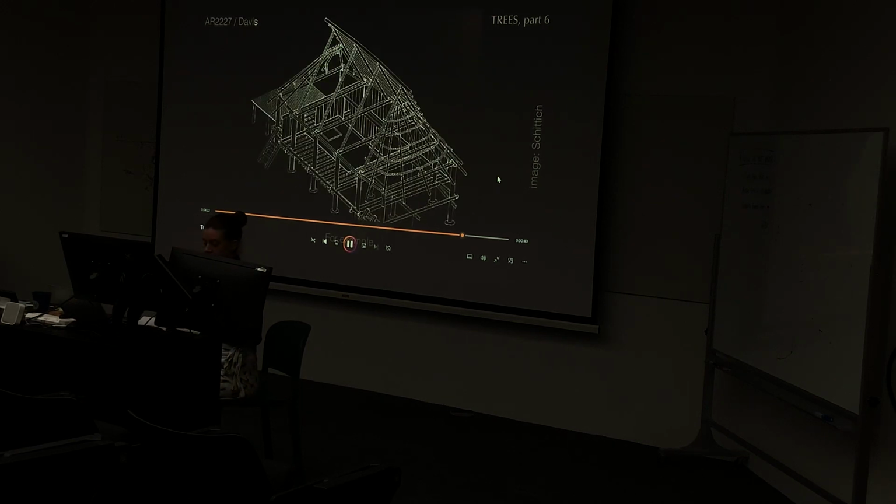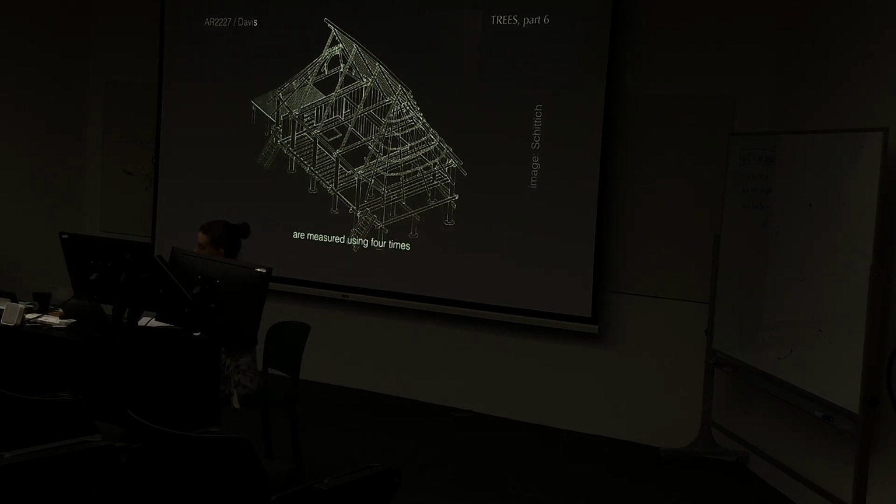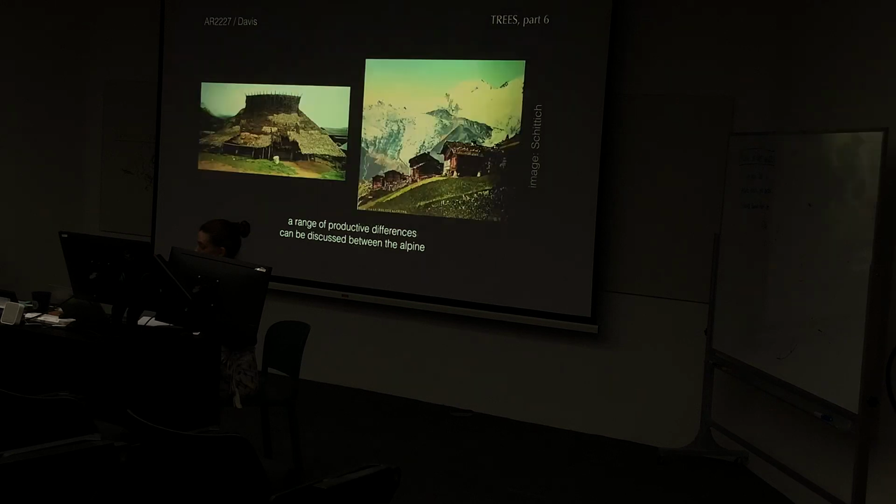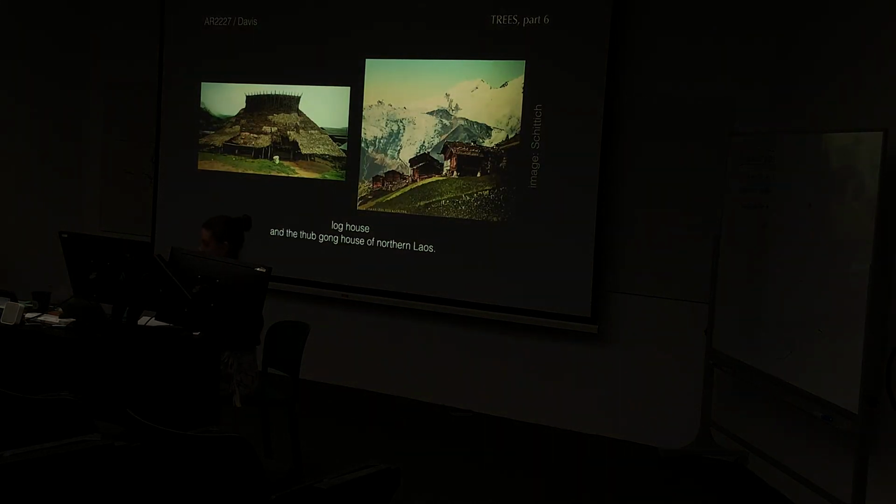For example, the tensile beams that tie the central columns beneath the roof are measured using 4 times the dimension between the fingertips of both outstretched arms, plus the dimension between elbow and tip of the middle finger. When placed alongside one another, a range of productive differences can be discussed between the alpine log house.